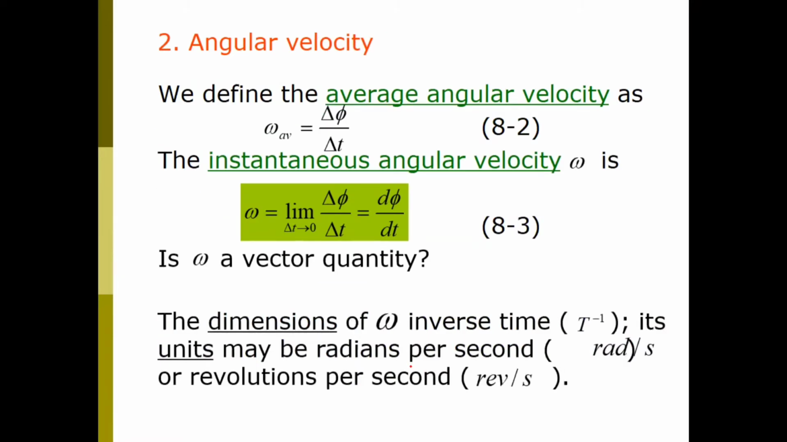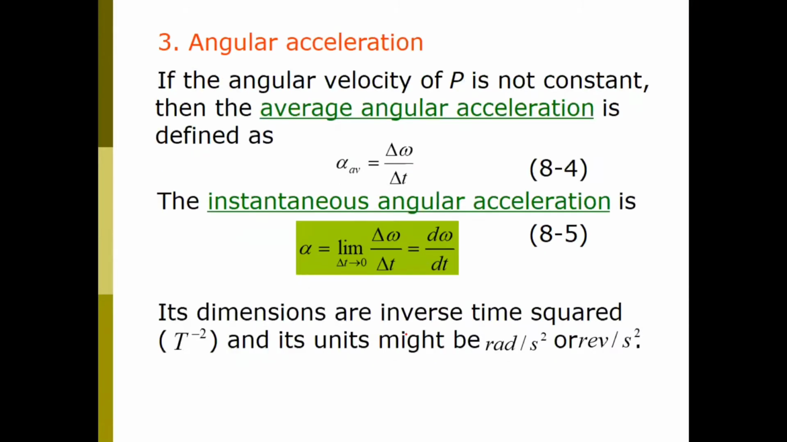And therefore, what do you think? Is our omega here a vector quantity, since its units may be radians per second or revolutions per second? Comment down your ideas on the comment section.